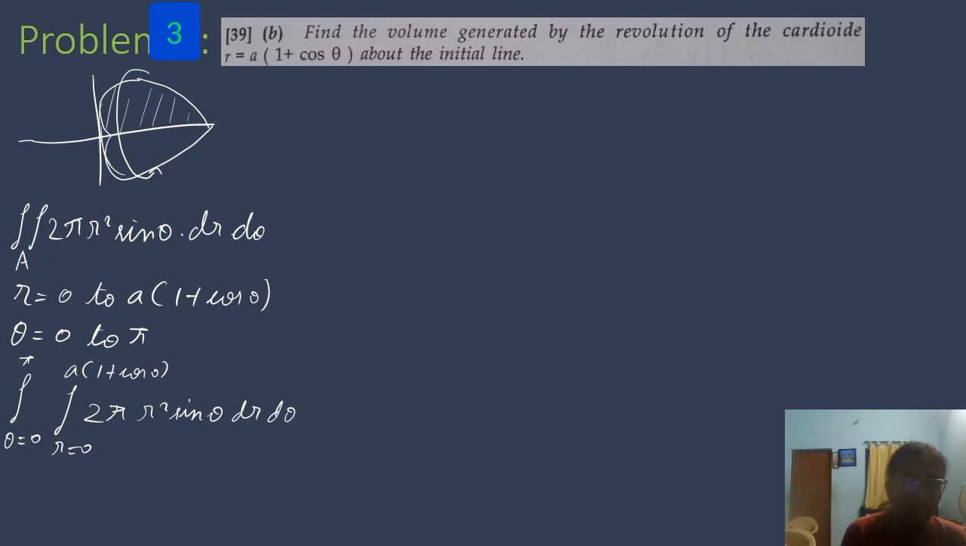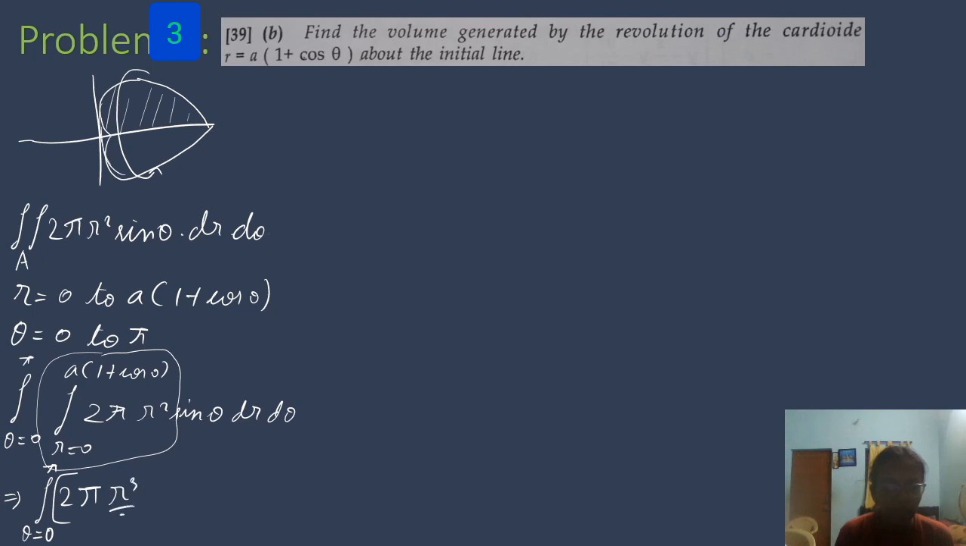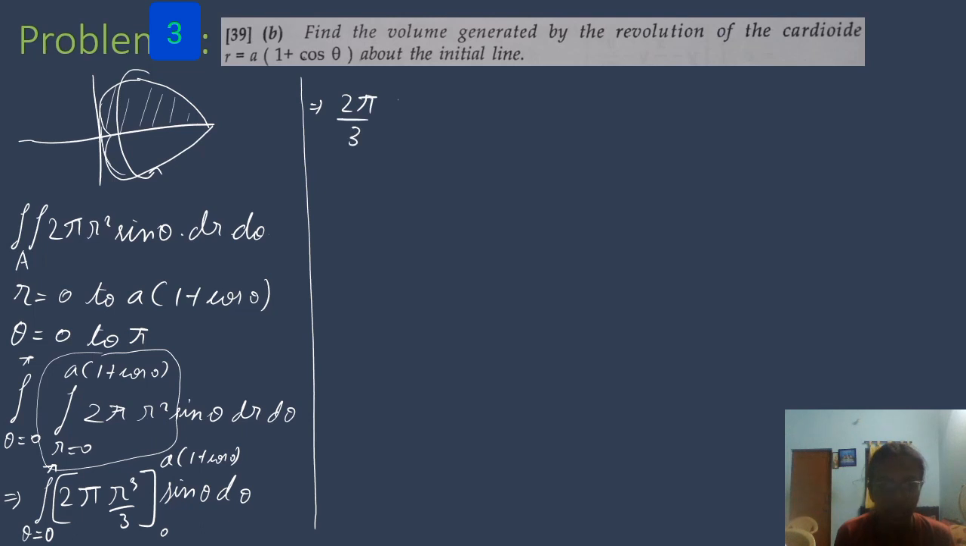Now, by solving the integration, let us integrate this part. We'll get theta equals 0 to pi of 2 pi into r cubed by 3 into sine theta into d theta. Upper limit is a into 1 plus cos theta and lower limit is 0. Now, by applying the limits, let's take 2 pi by 3 outside. Theta equals 0 to pi, and then a cube into 1 plus cos theta whole cube into sine theta into d theta.